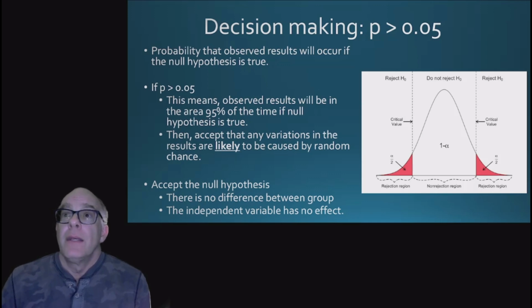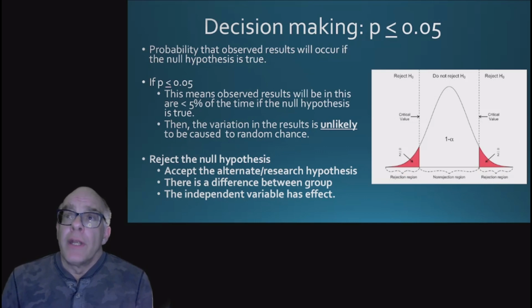What we're going to say then is that any variation we see in our observations in relationship to the expectations is likely to be caused by random chance alone. And so with a p-value greater than 0.05, we're going to accept the null hypothesis, and basically accepting the null hypothesis means that there is no difference between the groups and that the independent variable has no effect.